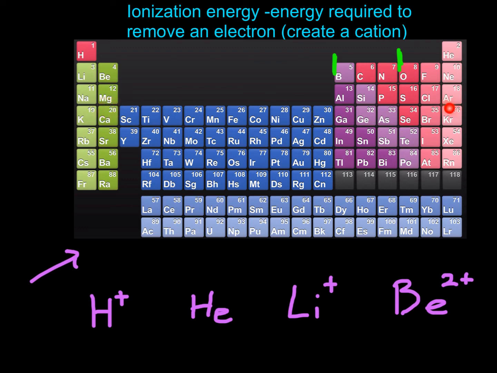So going across, Zeff. Going down, each time I go down, I'm adding an entire energy level between that valence electron and that nucleus, which means I'm adding 8 or 18 or 32 electrons between that valence electron and that nucleus. That's going to create a lot of shielding, so distance and shielding. Going down, distance and shielding; going across, Zeff. That's what creates this overall trend.